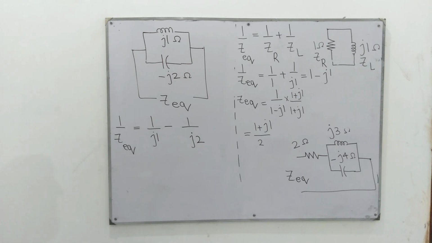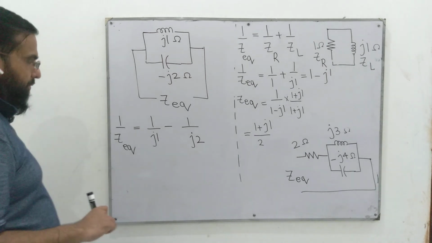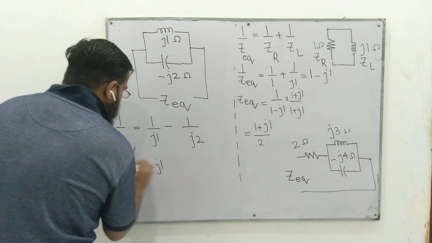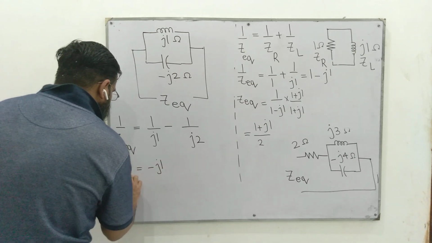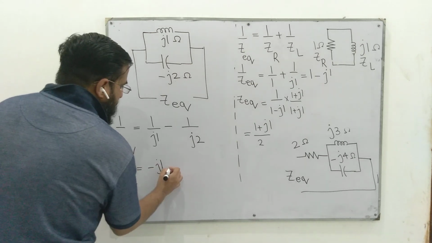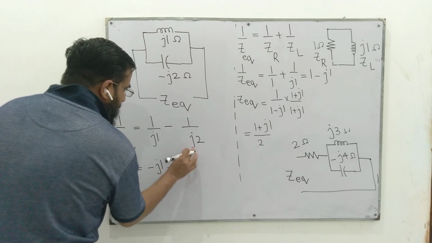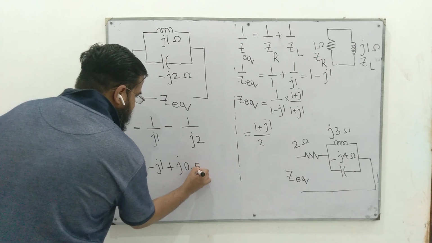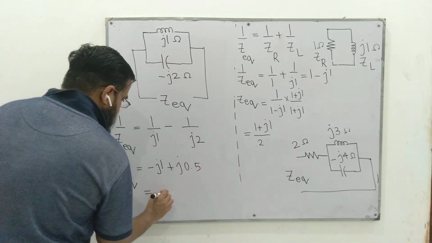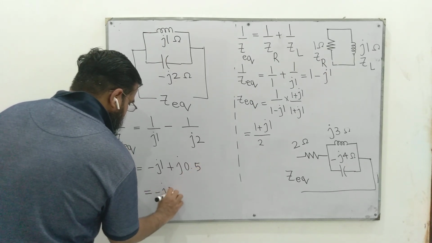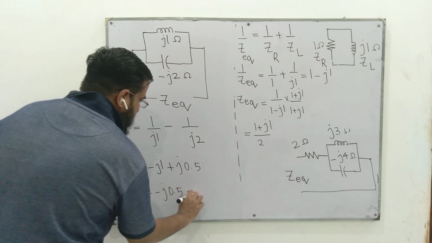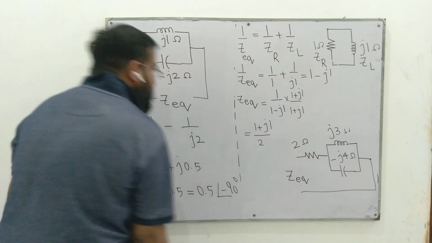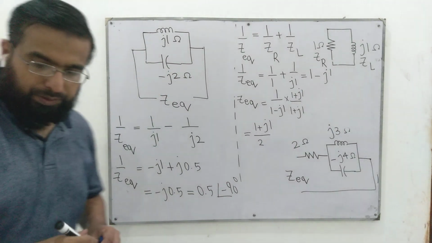Right, 1 over J1 minus 1 over J1. So 1 over J is minus J. You can write it as minus J1 minus J1... this is minus J, and then 1 over 2 is 0.5. So this becomes minus J0.5, or it can be written as 0.5 at an angle of minus 90.